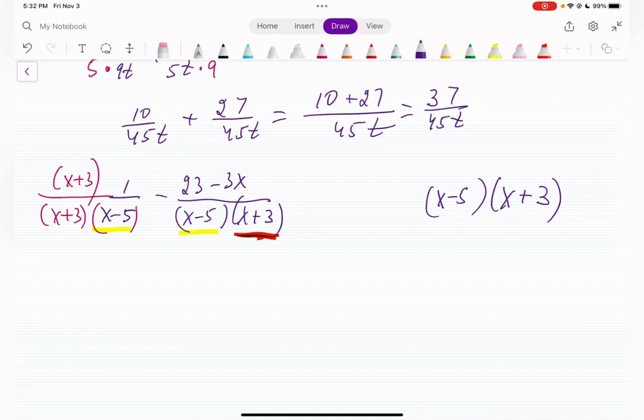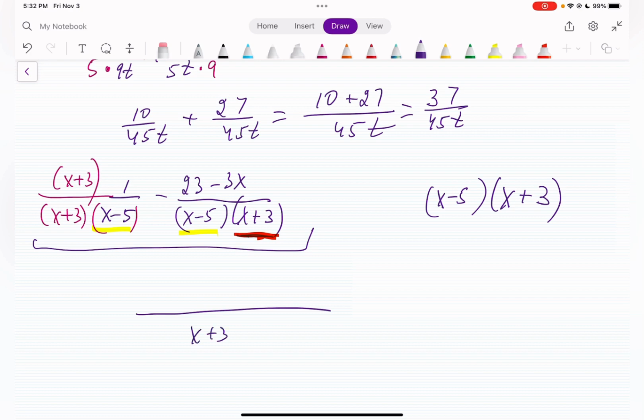And as a result, we have the same denominator, right? So it's going to be x plus 3, x minus 5. And on the top, it's going to be x plus 3 minus 23 plus 3x. I need you to pay attention. See here, it's becoming plus.